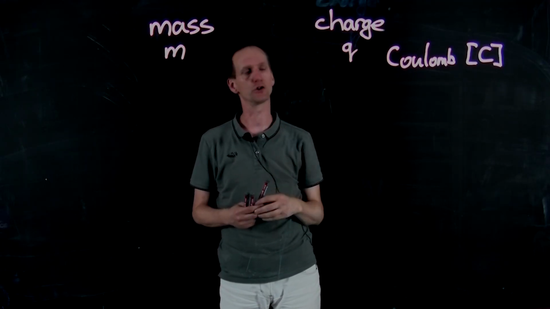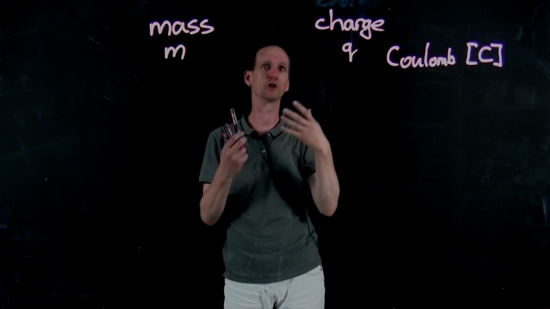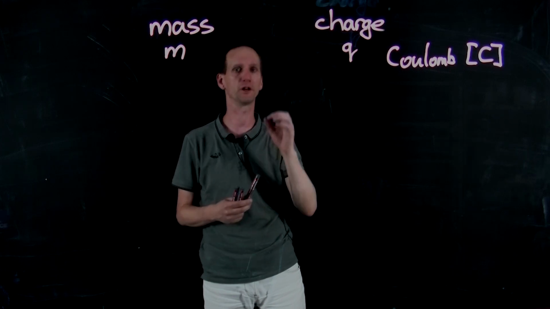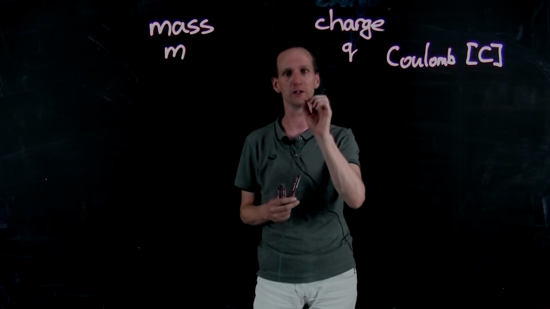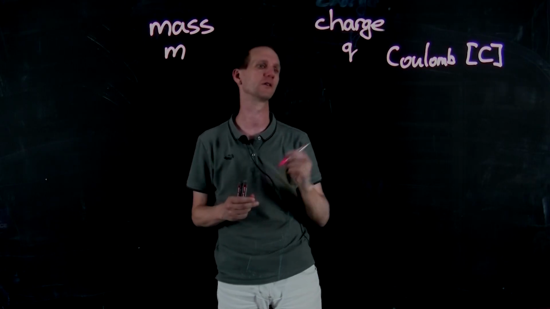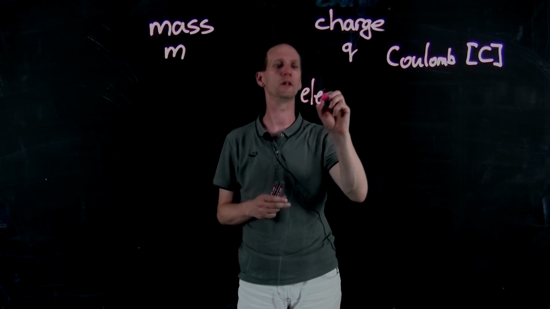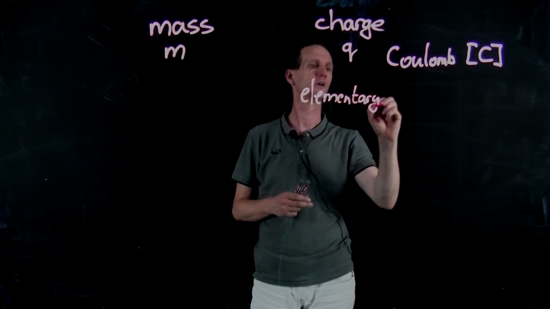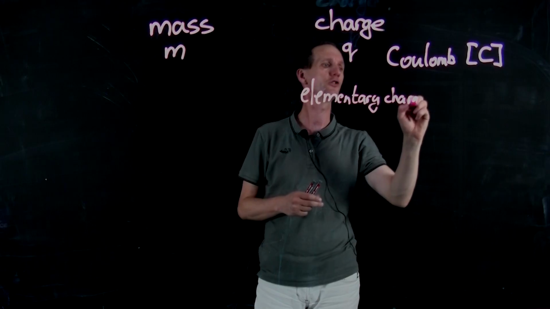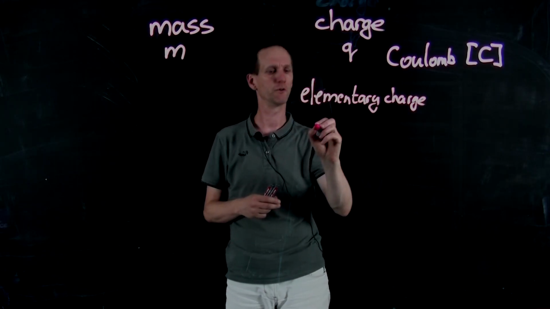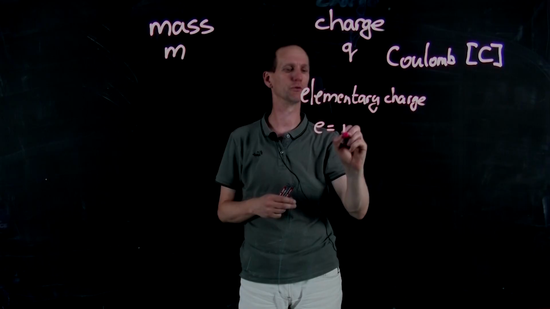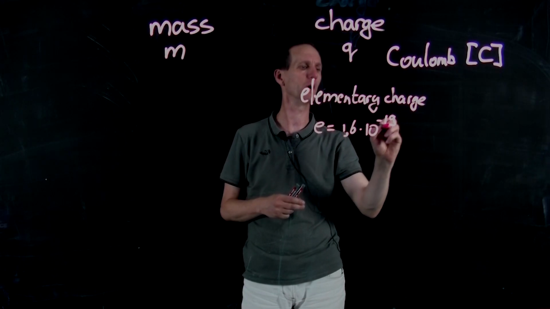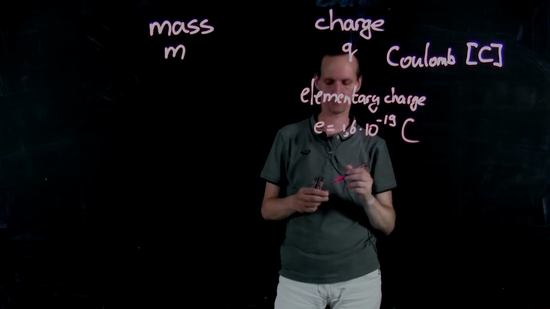If we have a certain charge on an object, it is always discretized. That means if we take away charge, we cannot go on infinitely, but there's a teeny tiny amount of charge that is the smallest amount of charge that we can have on an object. This charge we call the elementary charge. And the magnitude of the elementary charge we denote with the letter e is equal to 1.6 times 10 to the power minus 19 coulomb.